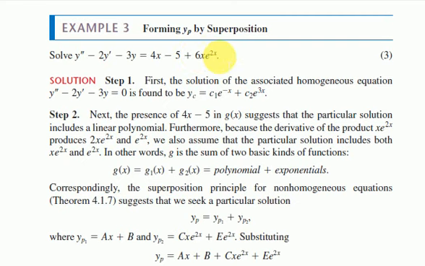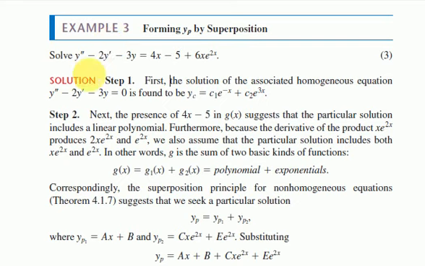In the last lecture the questions we solved were very simple. One was a quadratic polynomial and the other was a sine function, but here we have a linear polynomial as well as an exponential. So the given differential equation is y double dash minus 2y dash minus 3y is equal to 4x minus 5 plus 6x e raised to power 2x. This is the differential equation which we have been asked to solve. Solve means we need to find the general solution, which means we need to find yc as well as the particular solution yp.